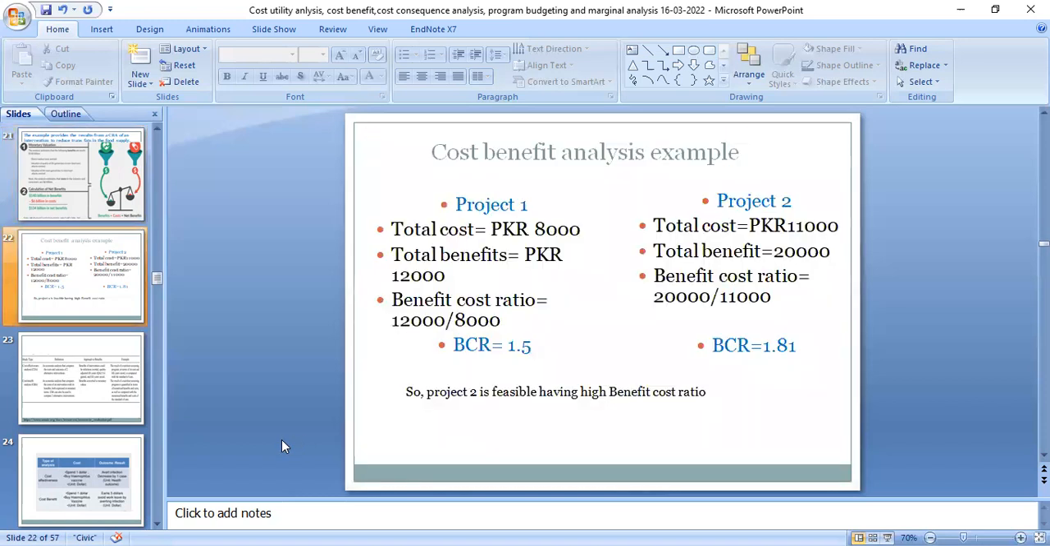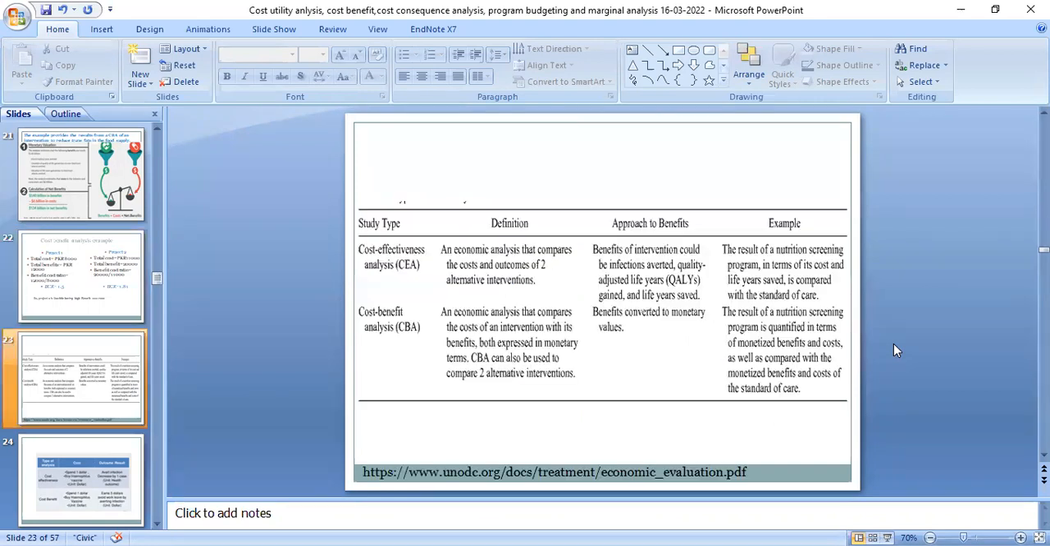This is another example of cost benefit analysis. There are two projects. One project costs 8,000 Pakistani rupees, while the second project costs 11,000 Pakistani rupees. The total benefits from project one is 12,000 Pakistani rupees, while the total benefit from project two is 20,000 Pakistani rupees. The benefit cost ratio of project one, obtained by dividing the benefits by cost, is 1.5, while the benefit cost ratio of project two is 1.81. So project two is feasible because it has a high benefit to cost ratio. It has high benefits. So it is more feasible to consider the second project.